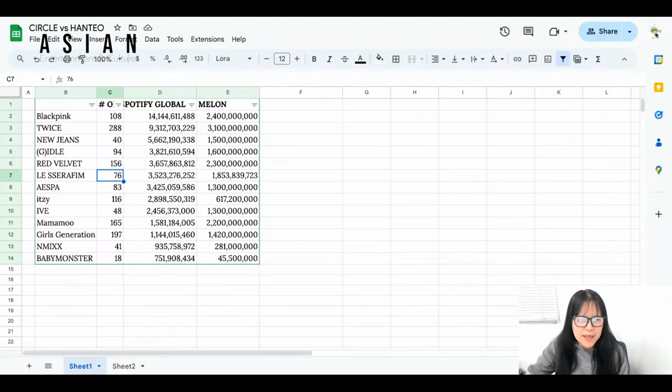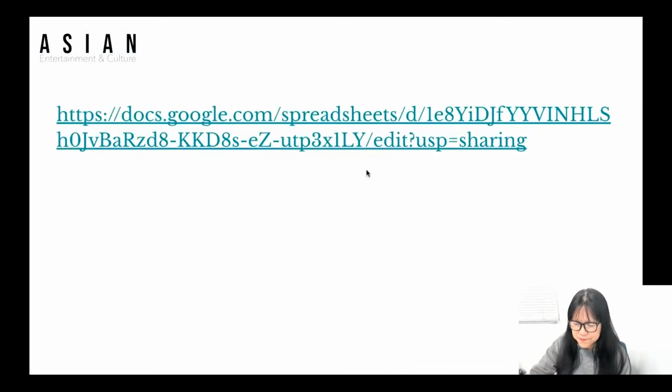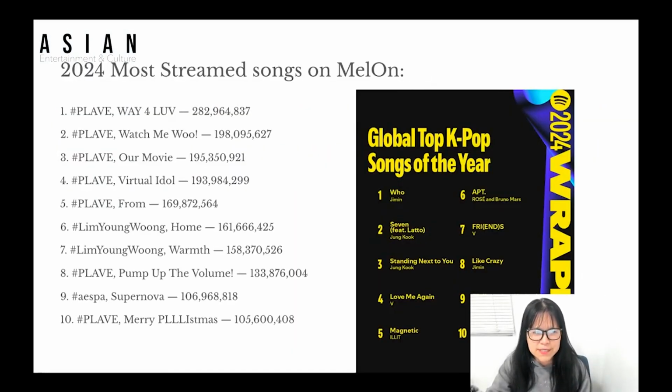All right. Next, let's look at more charts. This is 2024 most streamed songs on Melon versus top streamed songs in Spotify. For Melon, it's Plave, and then Im Yung Wong, and then Plave again.